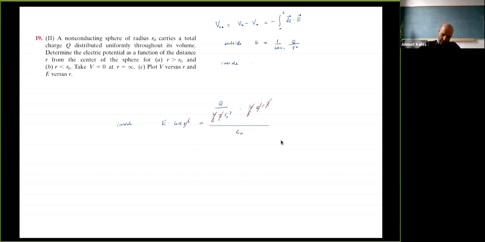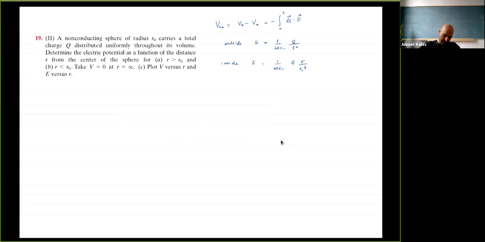and inside, let's write it here, is equal to, okay, maybe E is equal to 1 over 4 pi epsilon naught, Q, what is it? Q times R over R0 cube.